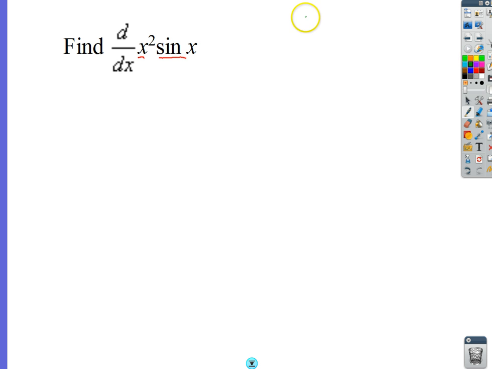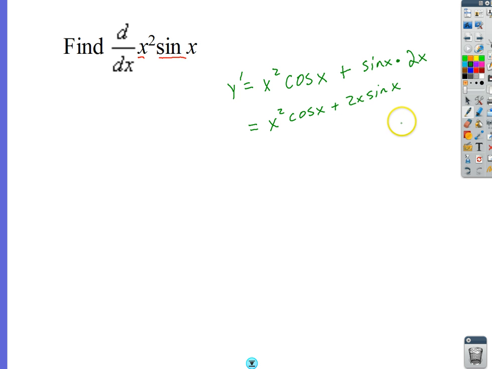Again, remember product rule says leave the first one alone. So my derivative, I'm going to just call it y prime, is going to leave the first one alone, take the derivative of the second. The derivative of sine we just found out was cosine of x. Plus, leave the first one alone, sine of x, times the derivative of the second one, 2x. And then I'll just go ahead and rearrange this to make it nice and easy: x squared cosine x plus 2x sine x. And there we are. We're done. There's our answer. Nothing too difficult.